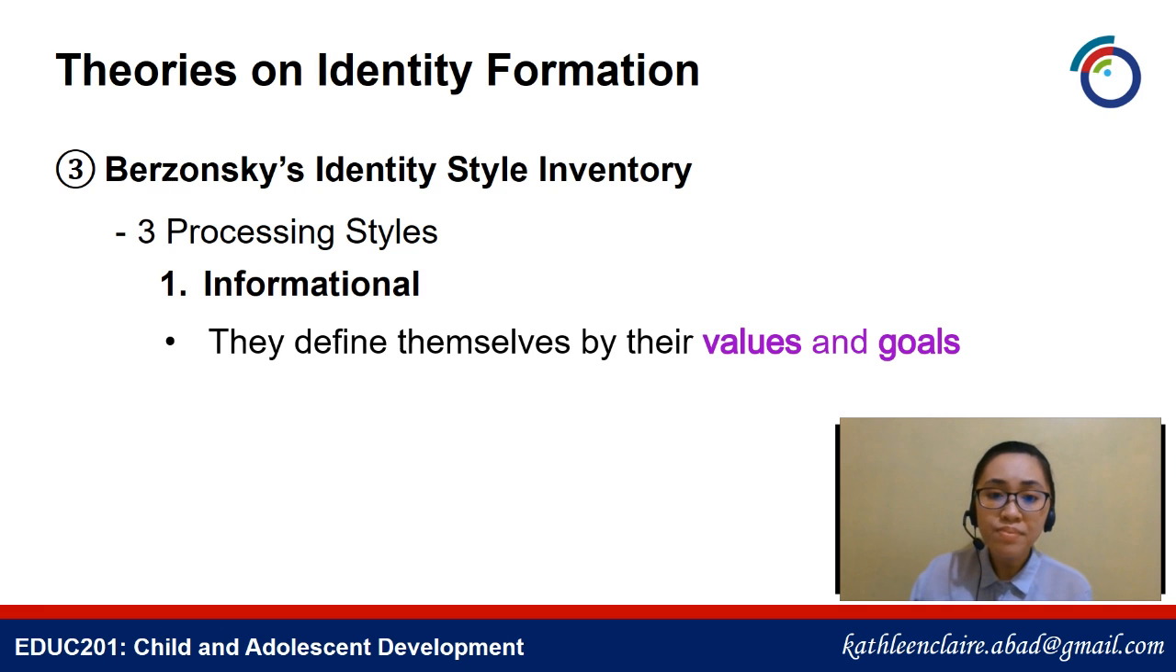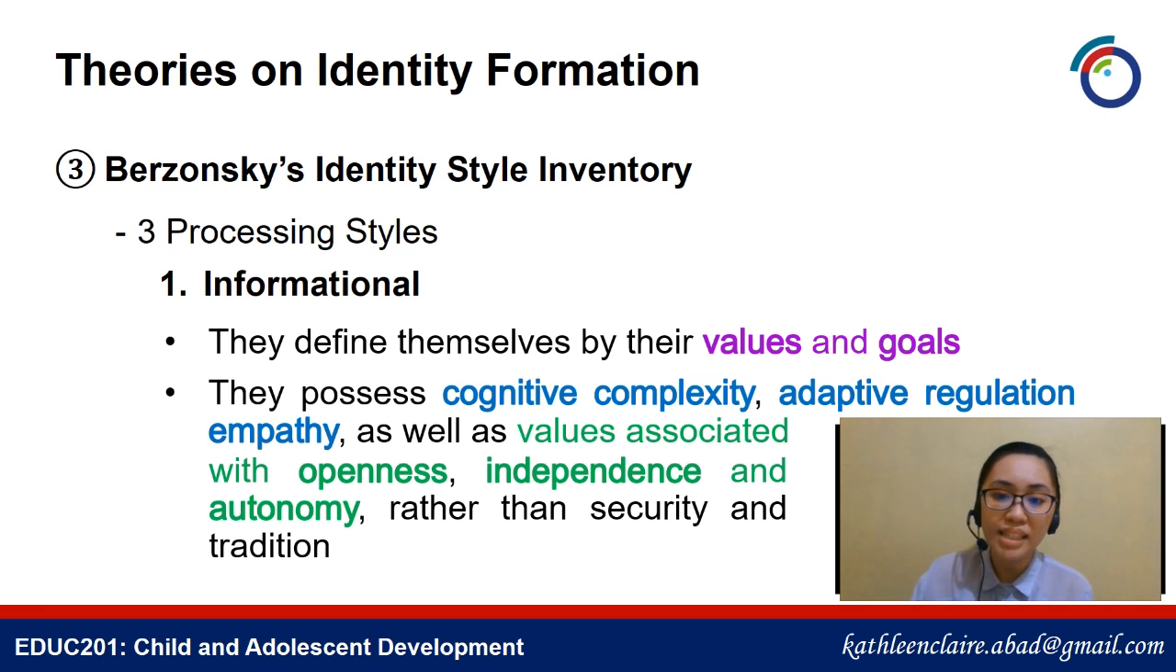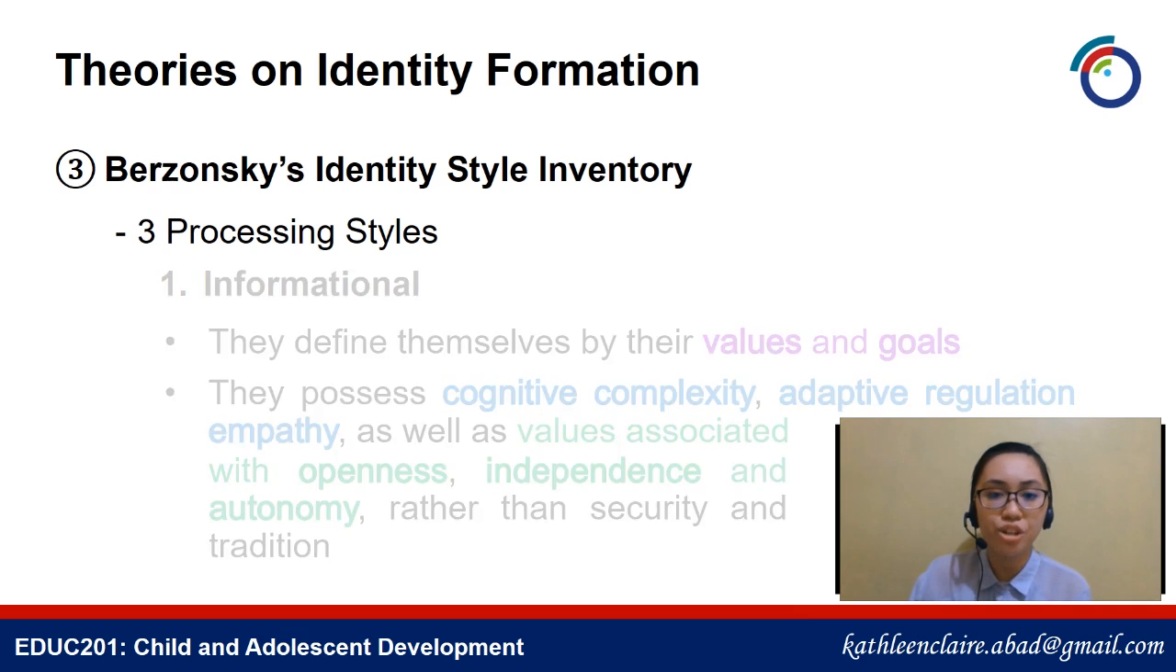Isa pa, they also possess cognitive complexity, adaptive regulation, empathy, as well as values associated with openness, independence, and autonomy rather than security and tradition. So, often transcending selfish interests. So, yun ang informational processing style. So, next we have the normative.